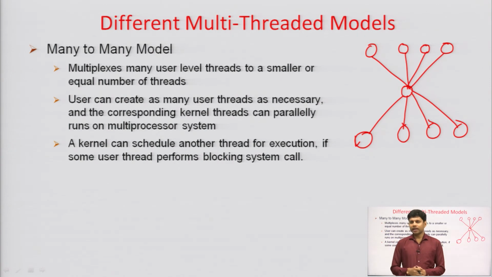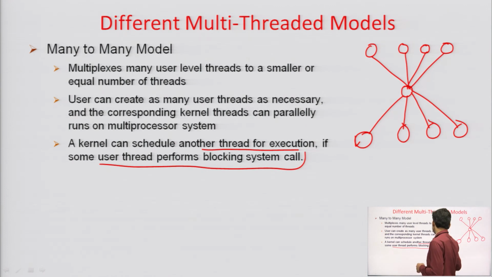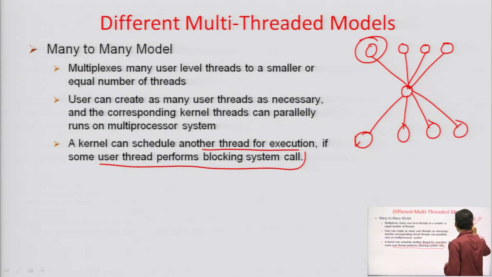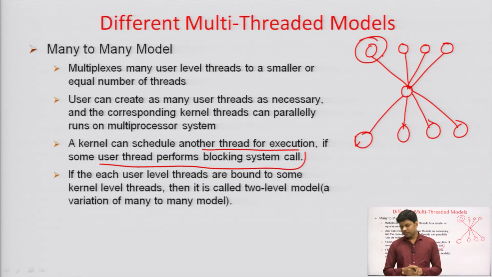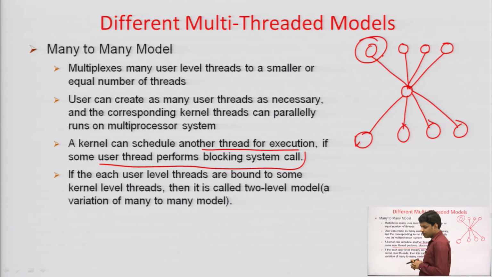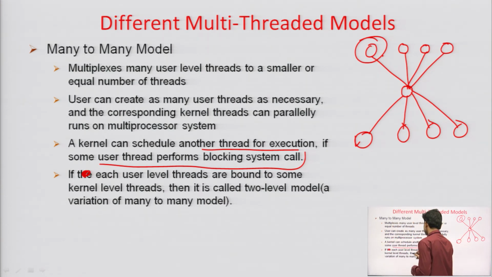And a kernel can schedule another thread for execution if some user thread performs a blocking system call. Like, if this user has given a blocking system call, this will not affect any other user level threads, because there are n number of kernels. If each user level thread is bound to some kernel level thread, then it is called the two level model.